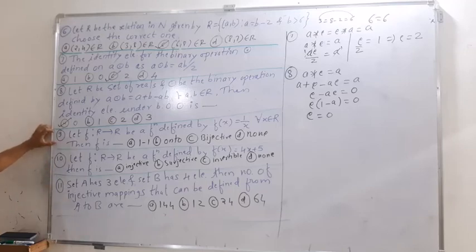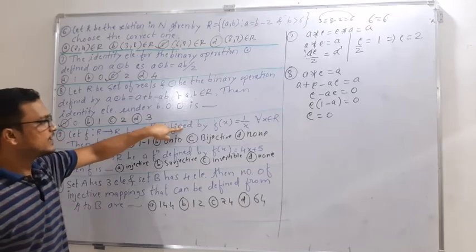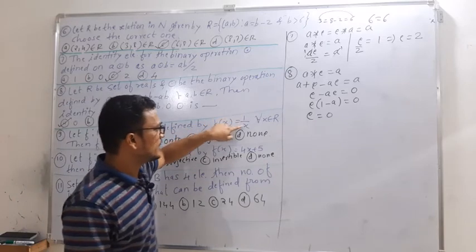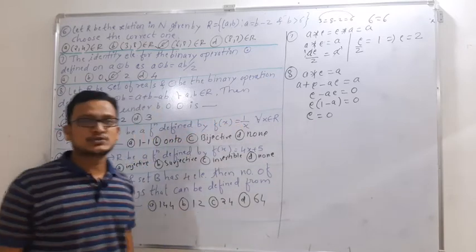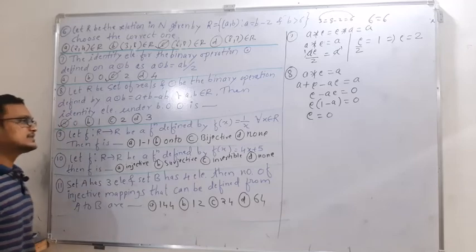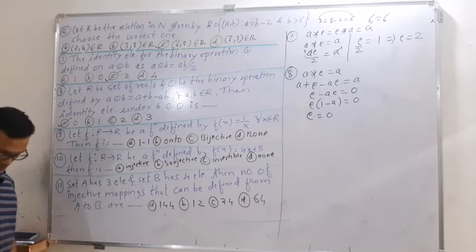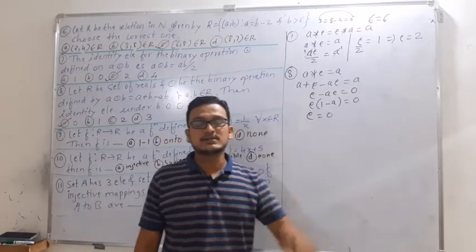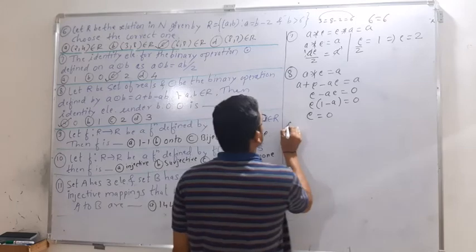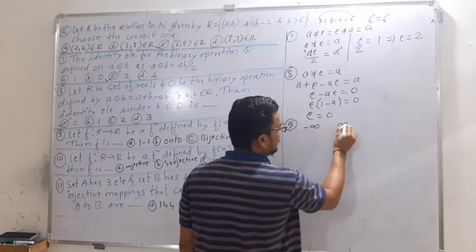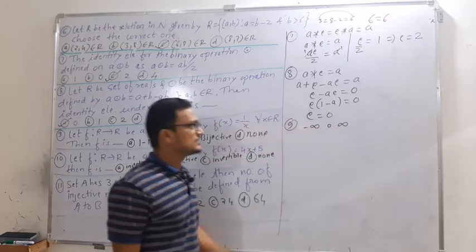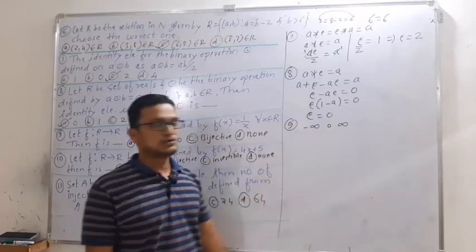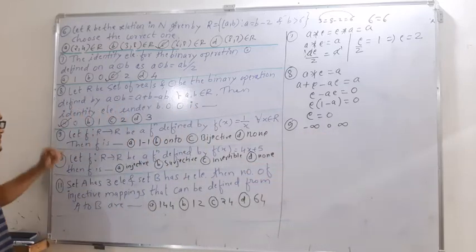Next question, that is question number 9. Let f from R to R be a function defined by f of x is equals to 1 by x for all x belongs to R. So here x belongs to the set of real numbers, and you know how the real numbers are, that is from minus infinity to plus infinity. So here minus infinity to plus infinity, in between 0 is there, means minus infinity to 0 and 0 to infinity, right?